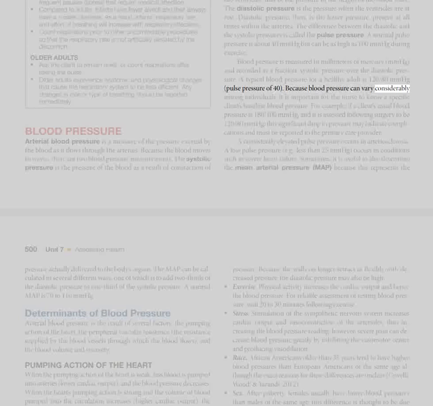Because blood pressure can vary considerably among individuals, it is important for the nurse to know a specific client's baseline blood pressure. For example, if a client's usual blood pressure is 180/100 mmHg, and it is assessed following surgery to be 120/80 mmHg, this significant drop in pressure may indicate complications and must be reported to the primary care provider. A consistently elevated pulse pressure occurs in arteriosclerosis. A low pulse pressure, for example, less than 25 mmHg, occurs in conditions such as severe heart failure.